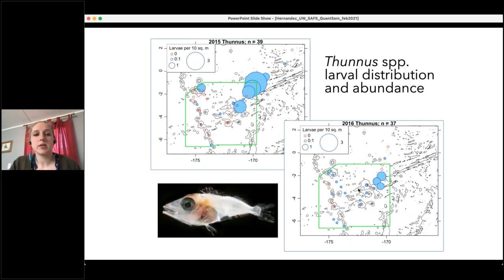The story for Thunnus species is really similar. It's pretty patchy in 2015, and we see the highest abundances in the northeast quadrant. In 2016, we still have the highest abundances in the northeast quadrant, but it looks more even across the protected area. We have lower abundance at each location, but more positive stations.